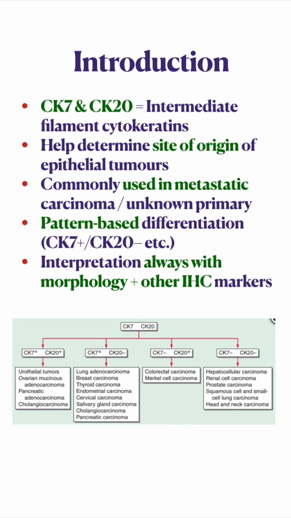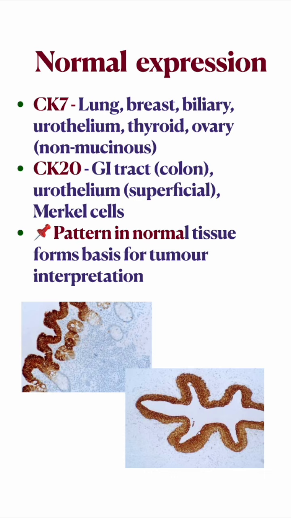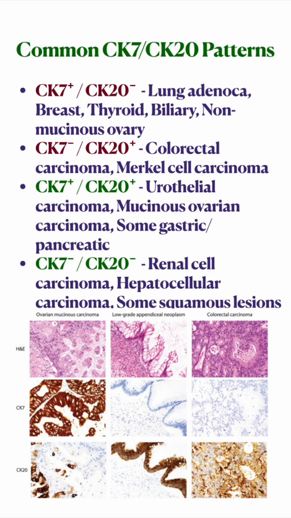Usually we don't use IHC alone. It is always interpreted along with morphology and other specific markers following the initial subclassification. CK7 is commonly positive in the normal tissues of lung, breast, biliary epithelium, thyroid and ovary, and CK20 in the GI tract and urothelium. Based on this, the tumors that arise from those particular organs are also positive for CK7 and CK20 respectively. Then there is the combination where a tumor can be CK7 positive and CK20 negative.